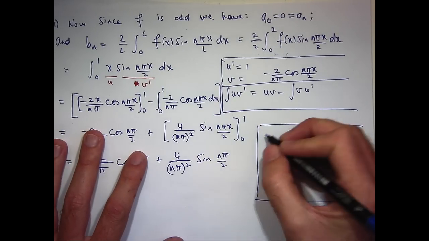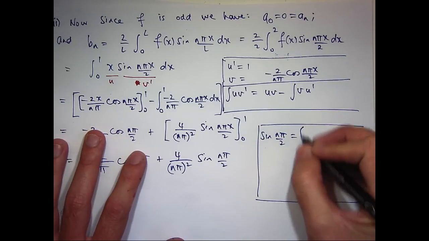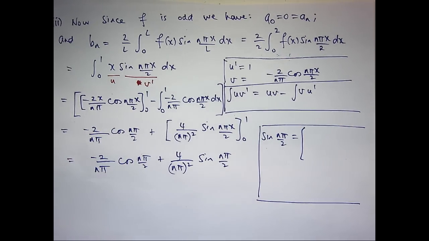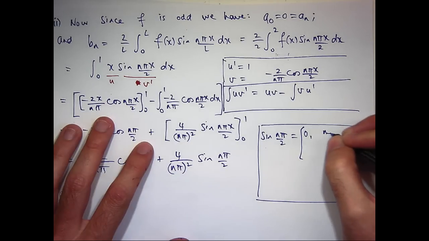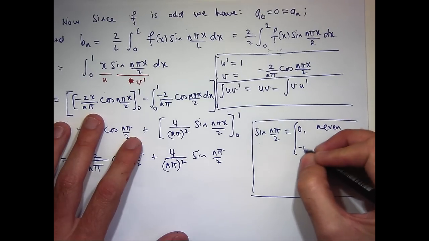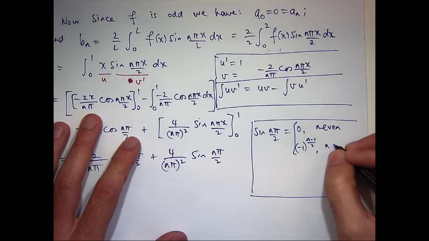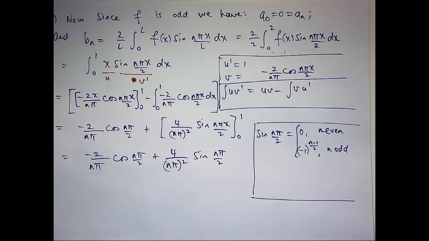Think of sine n pi on 2. Well, it's 0 when n is even, and it changes sign. It oscillates between positive 1 and negative 1 when n is odd. So one way of writing this is the following. This is n even, and through this representation, this is n odd. Okay.